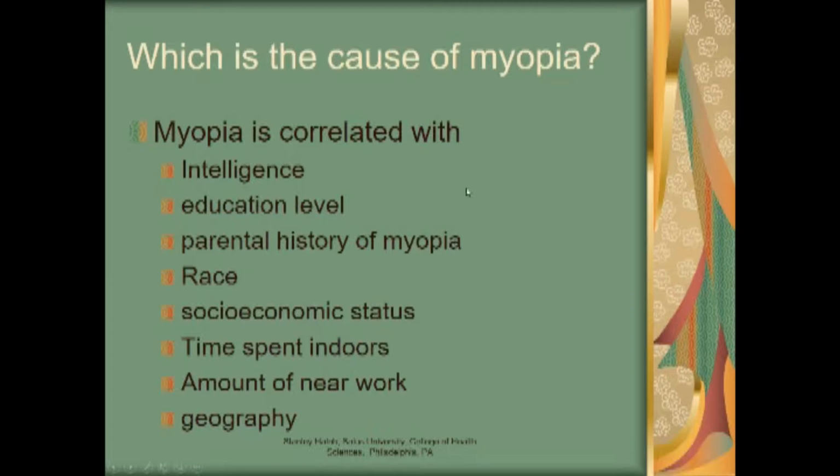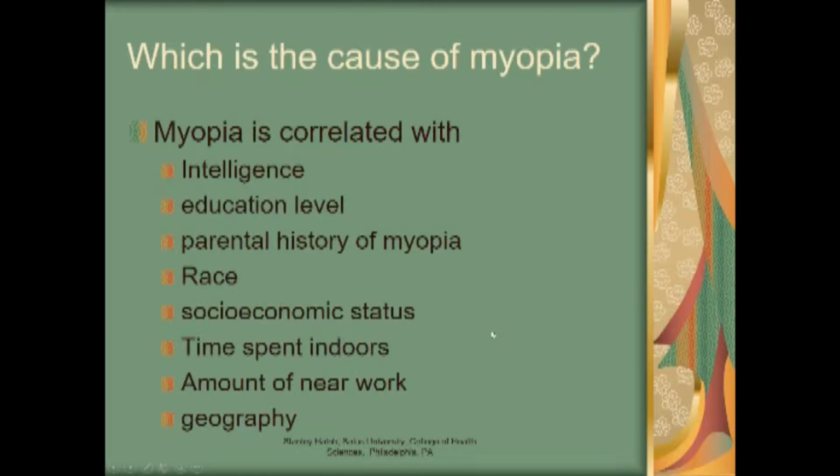So, which is the cause of myopia then? If myopia is correlated with intelligence, as well as these other things, educational level, parental history of myopia, and race, Asians are much more likely to have myopia than African Americans or whites.